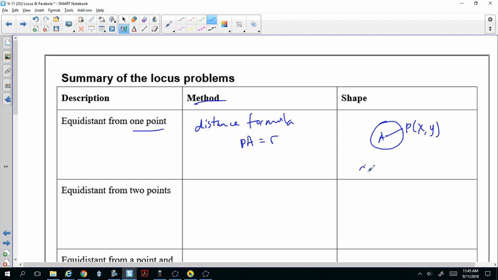Or distance from 2 points, equidistant, is the perpendicular bisector. So that's the point P. It's going to be a perpendicular bisector of AB. So you get a straight line. So you just have to do PA equal to PB. Again, distance formula.